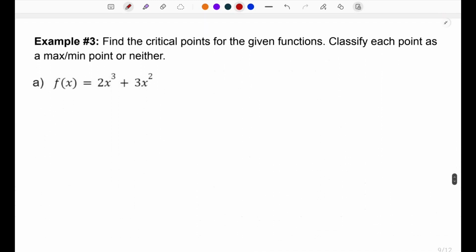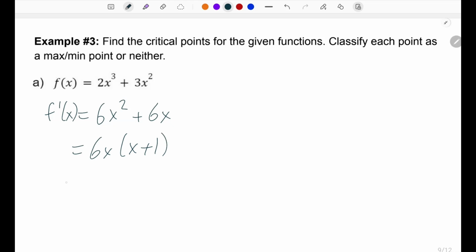Okay, so let's put this to use. We want to find the critical points of this, in this case, cubic function. And then we'll classify those points. So a quick little derivative here. I should probably do the derivative correctly. 6x squared plus 6x. We'll factor this. And our zeros are x equal to 0 or x equal to -1.